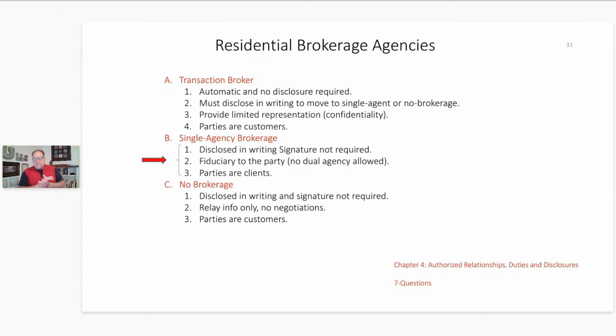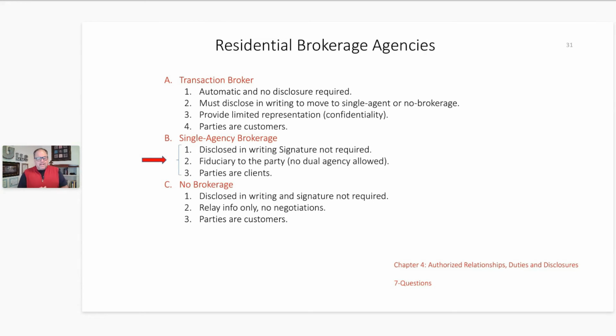All right, let's talk about, again, we're going to circle back to chapter 4. This is the relationship, duty, and disclosures. We talked about single agency. We talked about transaction and no brokers. Let's do a little bit of a review again. Remember, transaction brokers, you are automatically a transaction broker when you engage in real estate activity with a customer. That's what they're going to be called, a customer. There is no disclosure required. And you want to get with your brokerage, your broker, and find out what company policy they may have in place and how you are going to approach when you start doing real estate activity when it comes to these three different types of agency relations.